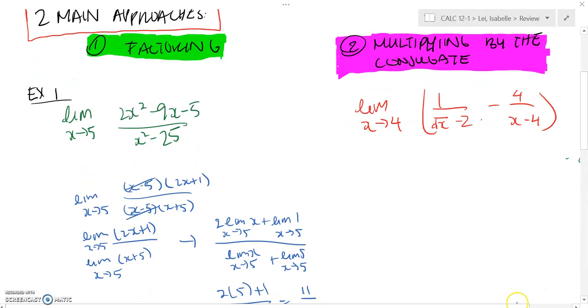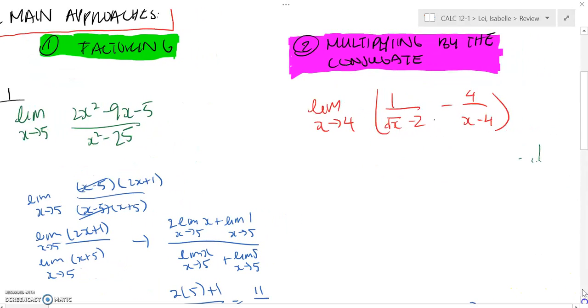So for example, in this question, it asks for the limit of x approaching 4 for 1 over root x minus 2 minus 4 over x minus 4. So if we plug in 4, we can see that this would be 1 over 0 minus 4 over 0, which doesn't work out. We can't take the limit of that.